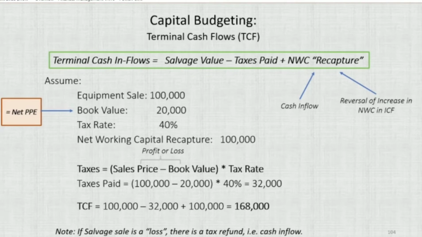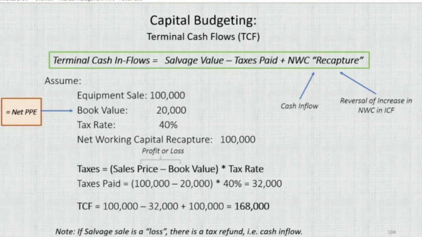The final cash flow is terminal cash flow. That is, at the end of the project, when the robots are no longer useful for the firm, we're going to cancel the project, and there may be some cash inflows and outflows that occur. So the formula on the sidebar is the terminal cash flows are equal to the salvage value minus taxes paid plus net working capital recapture. First of all, salvage value. Salvage value is just simply what did you sell the old equipment for?